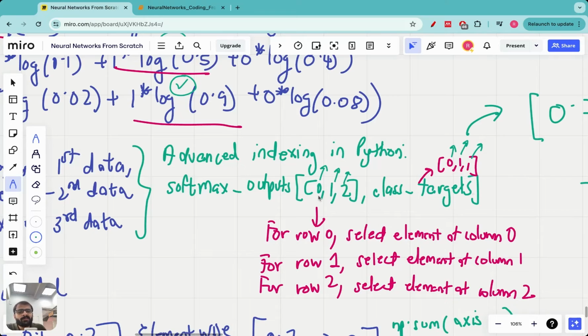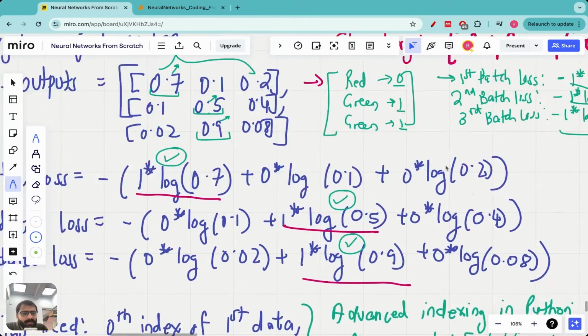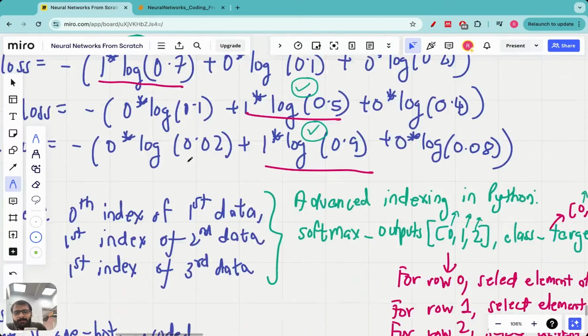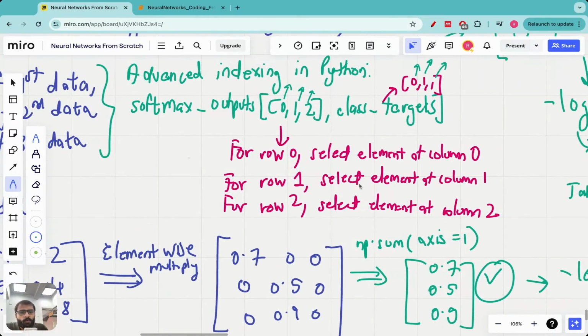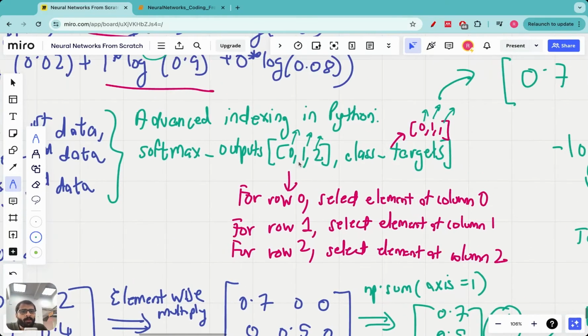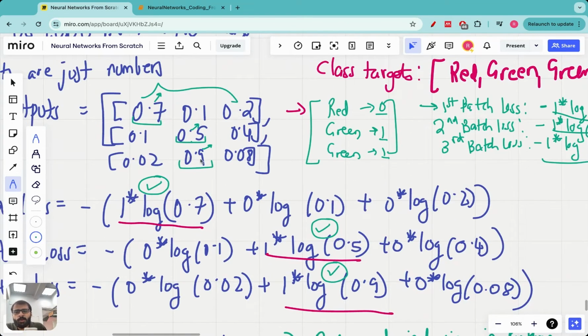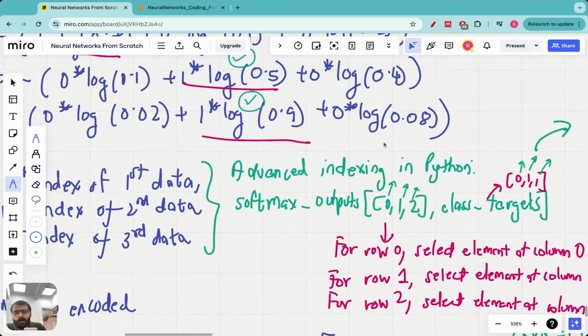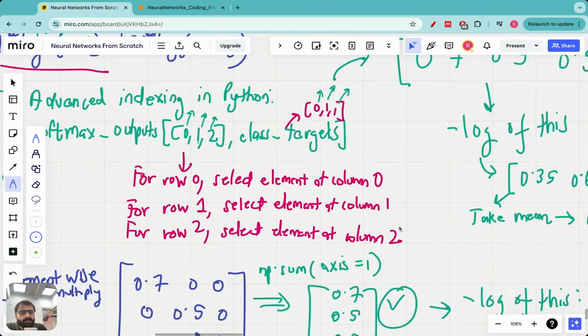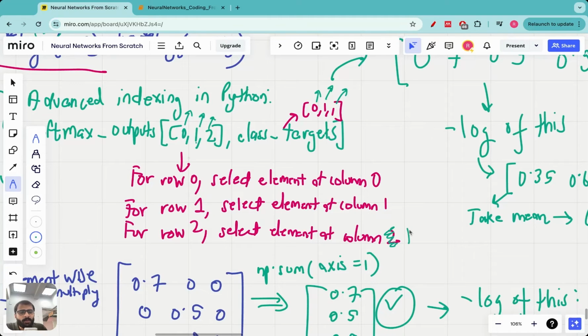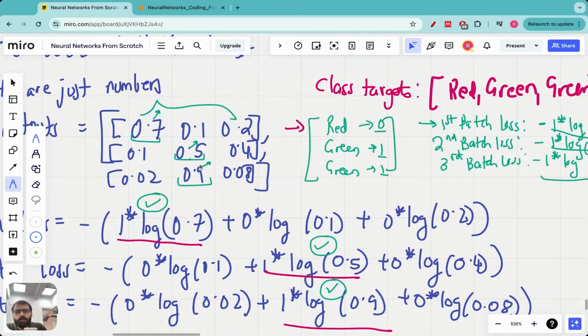Let us see how this works. For row 0, we will select the element at column 0, which will be exactly 0.7. For row 1, select the element at column 1. So this is row 1 and this is column 1, so we'll select 0.5. And for row 2, select the element at column 1, because the third value here is 1 and the third value here is 2. So for row 2 also we have to select column 1. So it will lead to this value of 0.9.